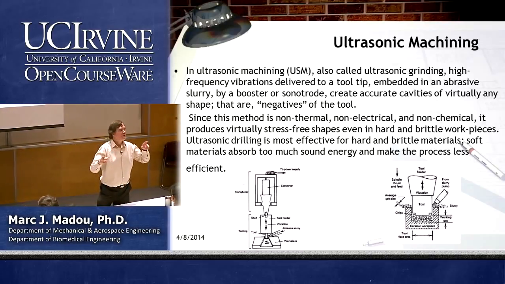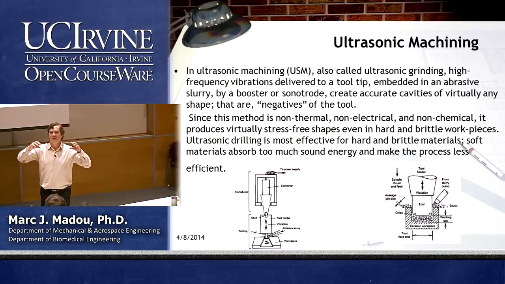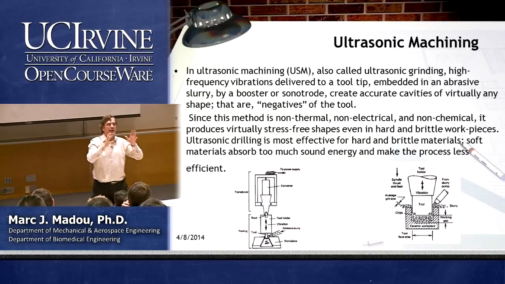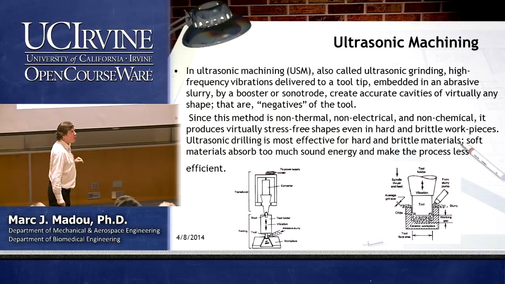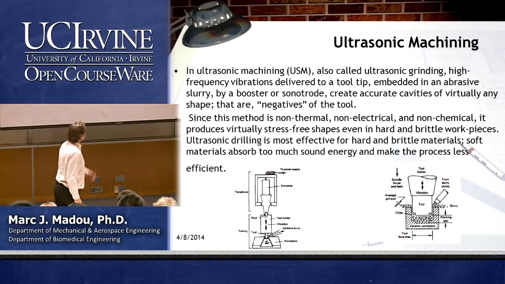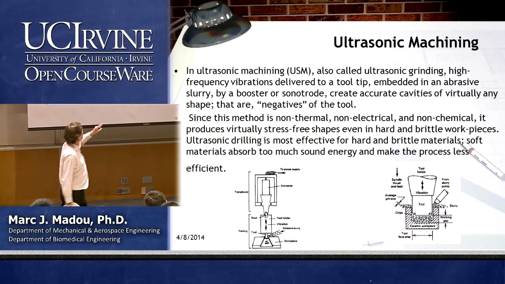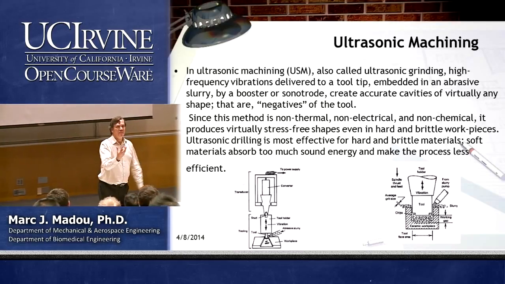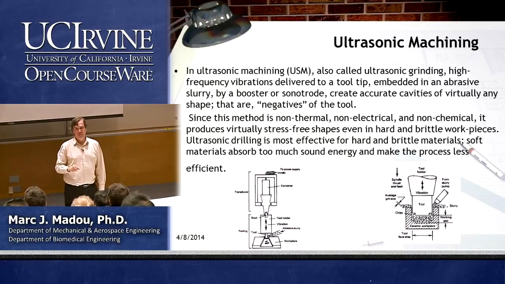So, it's thermal. HAZ. What was that? Did you write it all down? HAZ, heat-affected zone. If you cannot tolerate any heat-affected zone, that's the technique. This method is non-thermal, non-electrical. It means it doesn't need to be a conductor. Non-chemical, obviously. It produces virtually stress-free shapes, even in very hard and brittle workpieces. So, for example, carbon, graphite, you could machine that this way. Very few other techniques will allow you to do that.